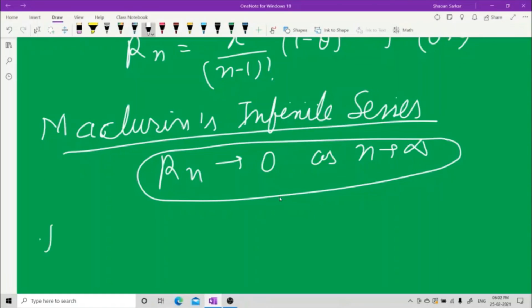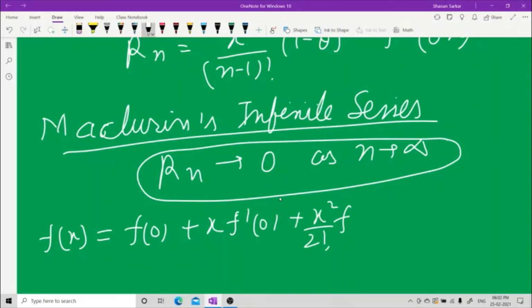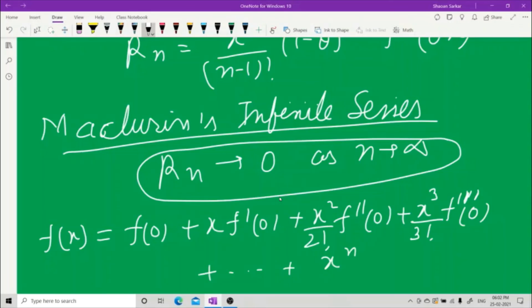So now your f of x will be equal to f of 0 plus x f dash 0 plus x square by 2 factorial f double dash 0, the second derivative, plus x cube by 3 factorial f triple dash 0, the third derivative, so and so forth. The nth derivative is x to the power of n upon n factorial f n 0, the nth derivative, and this will continue.